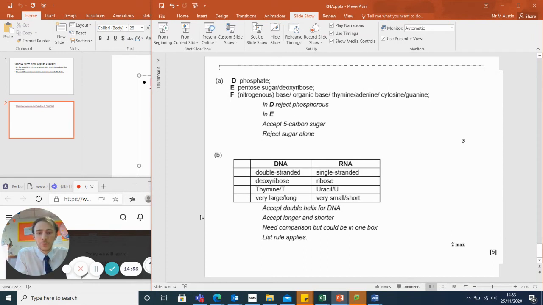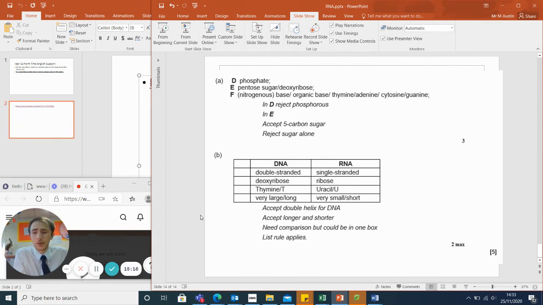Now, DNA double-stranded, RNA single-stranded; DNA deoxyribose, RNA ribose; thymine versus uracil; very long, very short. You've got double helix for DNA and no double helix for RNA, longer or shorter, but it has to be a comparison. It can't just be a fact.